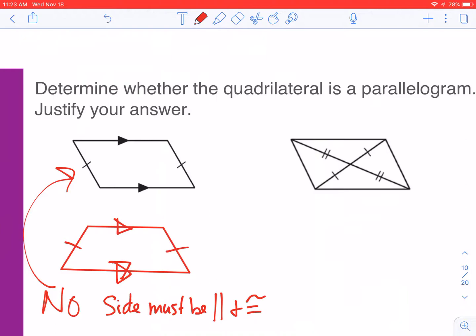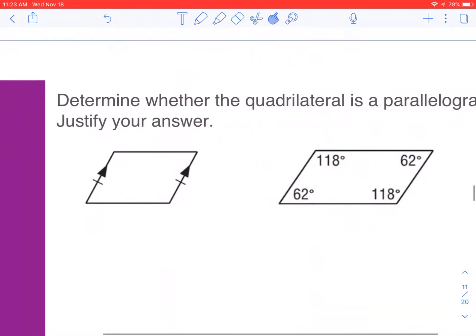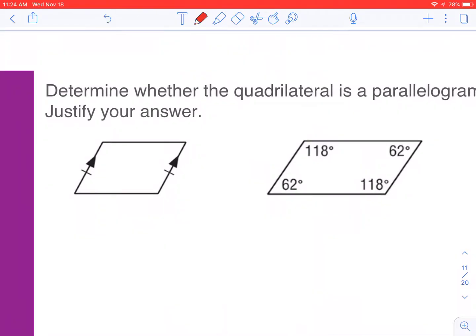Okay, let's look here. We have our diagonals congruent. They are bisected. If you looked back up there, you would say, yes, this is a property. Diagonals are bisected, meaning that you cut them in half, and the halves are obviously congruent to each other. Okay? We just talked about this. The answer here is yes. Side is both parallel and congruent.